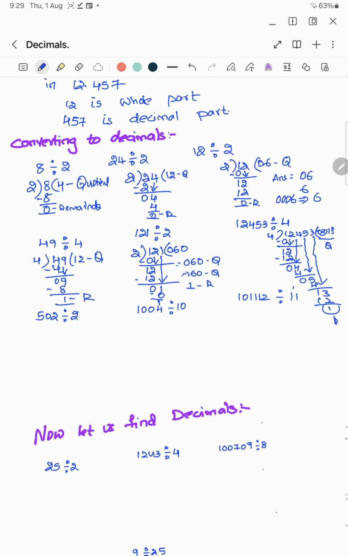Now 502 divided by 2. First digit: 2 twos are 4. 5 minus 4 is 1. Again take 0 carried on. Again 2 fives are 10. 0. Again take 2 carried on. 2 ones are 2. This is equal to 0.